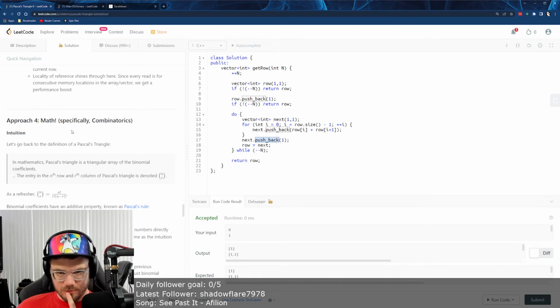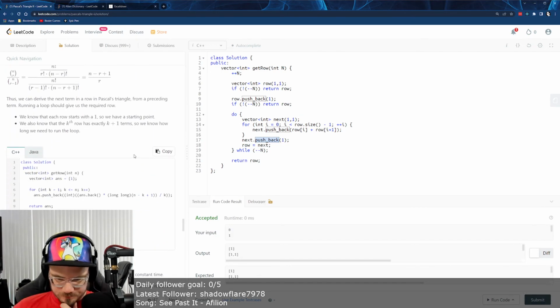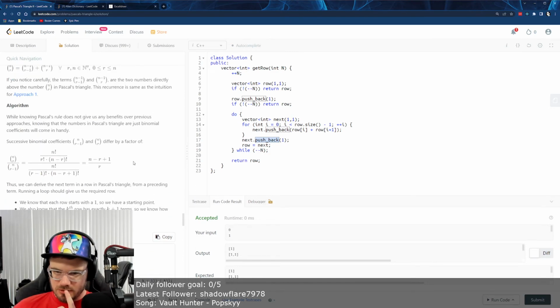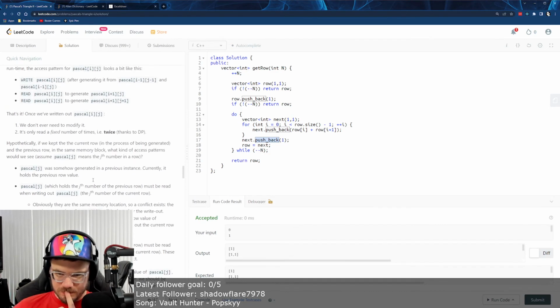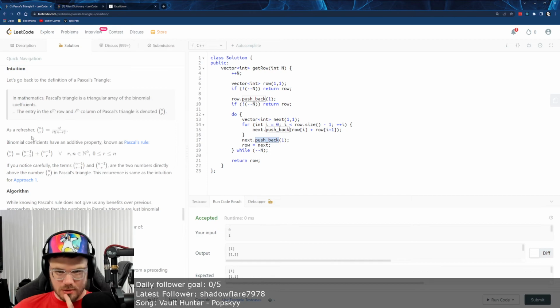Math. Approach 4. Combinatorics. Oh, yeah, that's true. I forgot about this, but there's a formula for calculating the nth row of the Pascal triangle. And I think it's binomial coefficients. So that increases your time complexity to linear. So up till now, everything's been quadratic time. But then if you know the math, n choose r is n factorial divided by r factorial times n minus r factorial.